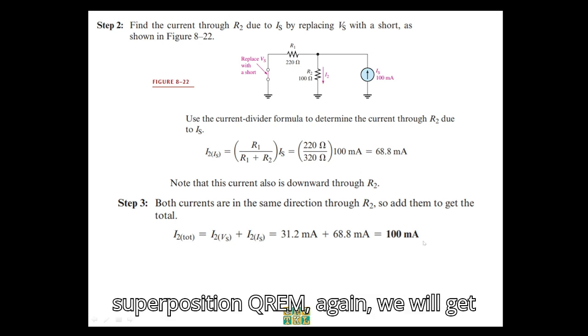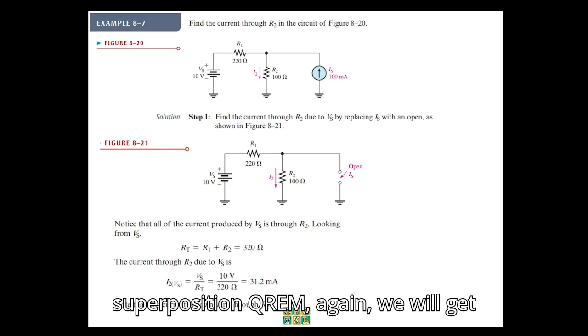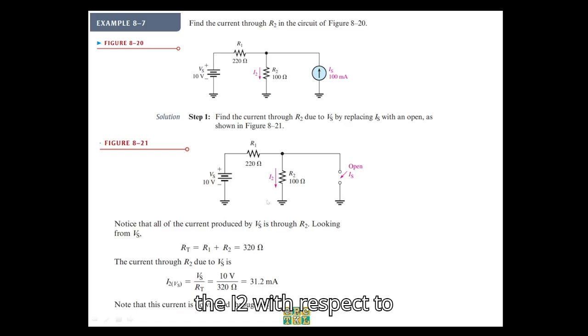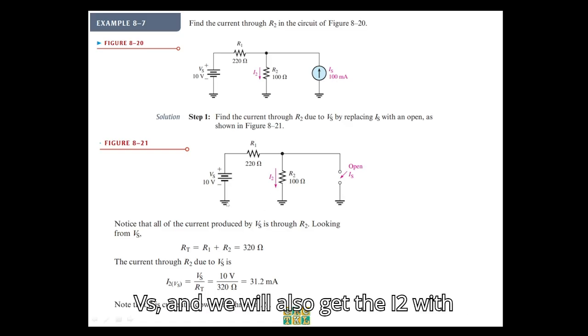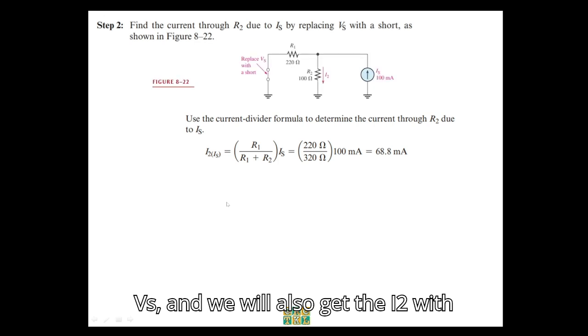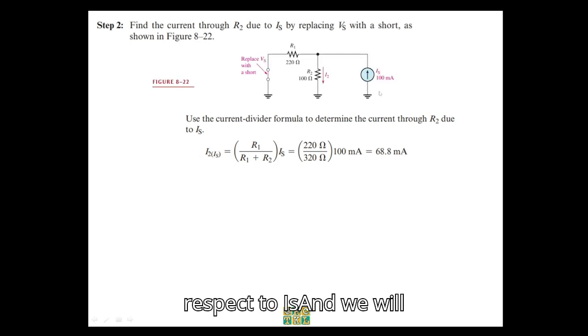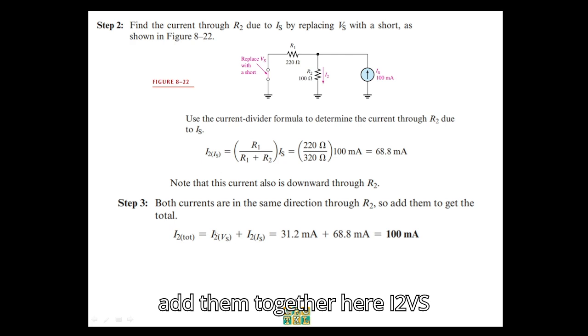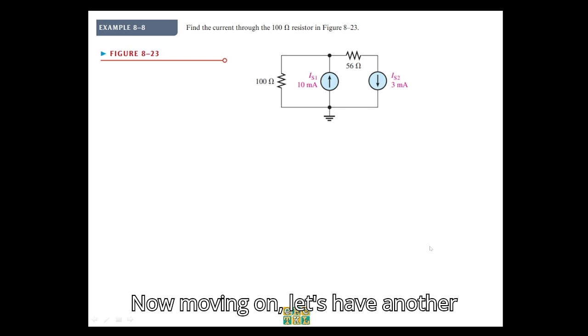So in superposition theorem, again, we will get the I2 with respect to Vs, and we will also get the I2 with respect to Is, and we will add them together here, I2 Vs plus I2 Is, to get the answer. Now moving on, let's have another example here.